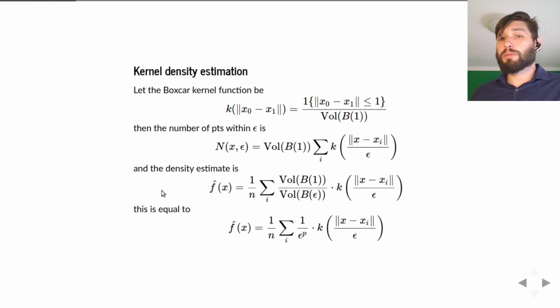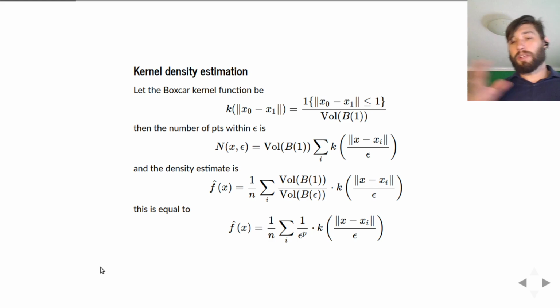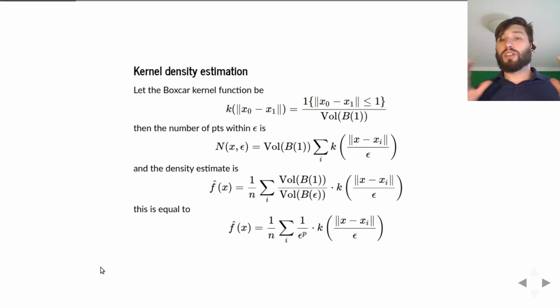So this is just a re-expression of this density estimate, but written in terms of this kernel function. Now the ratio of these two volumes turns out to be 1 over epsilon to the p for Euclidean norm. Right? So if you take a ball and shrink it to radius epsilon, then the ratio of these volumes is 1 over epsilon to the p. So this is what this is equal to.